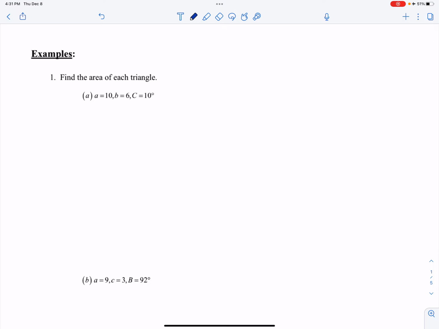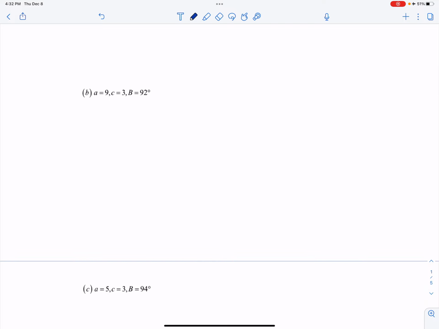We have A is 10, B is 6, and C is 10 degrees. So our area formula is 1/2 A times B sine of C. If we plug these things in, we have 1/2 times 10 times 6 times the sine of 10 degrees. Putting that in your calculator, you should get out about 5.21. So our area is 5.21 units squared, whatever our units are.